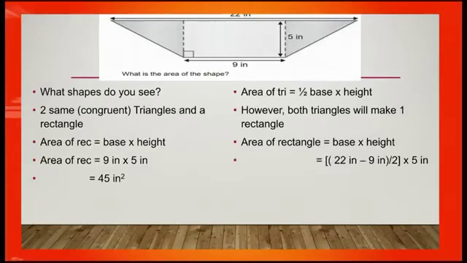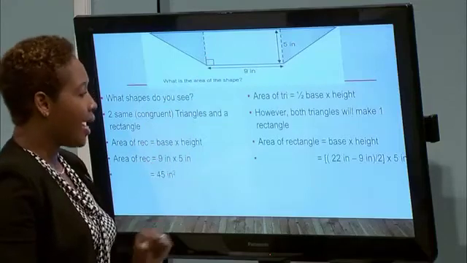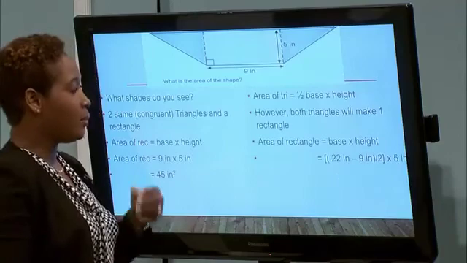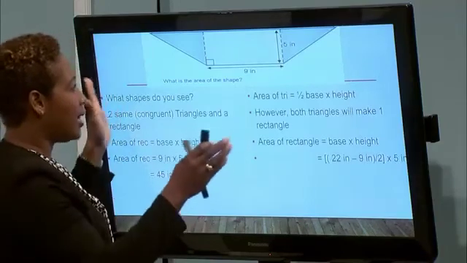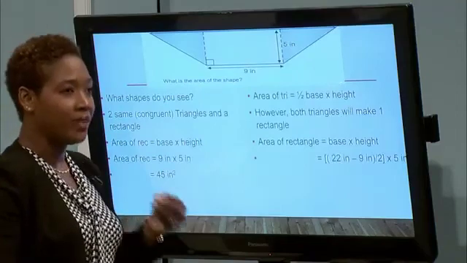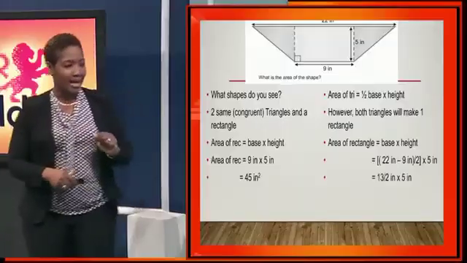It wasn't given. The length from one end of the entire shape to the next is 22 inches. Then the length of the rectangle, which is in the middle, is 9 inches. So if I were to take away the 9 from the 22, it would give me the length of both bases of the triangles. So then I would divide it by 2 to get the base of one triangle. And that's what I did.